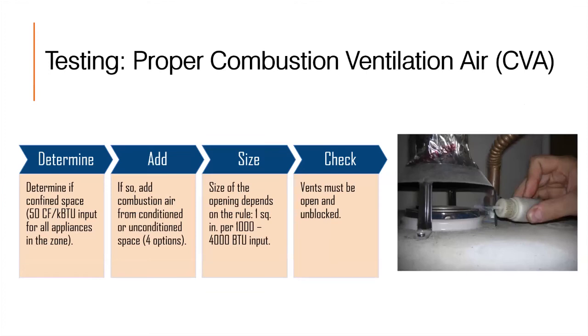Determining if an appliance has proper combustion ventilation air starts by figuring out if the area would be considered a confined space, based on the code requirement for 50 cubic feet per 1,000 BTU input of all the combustion appliances in that area. If you have adequate volume of air around the combustion appliance, meaning you exceed that 50 cubic feet needed, then CVA is not required. If it is determined to be a confined space because it doesn't have that volume needed, then you pick one of the 4 rules provided to give a venting strategy to get adequate combustion ventilation air to the appliance.